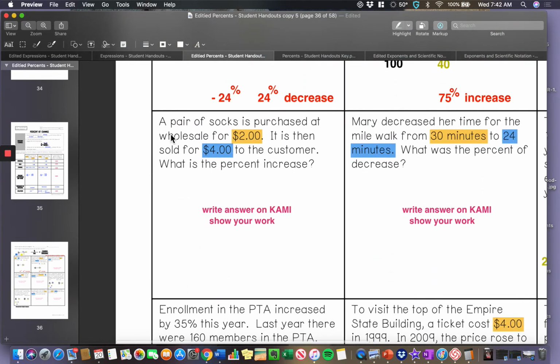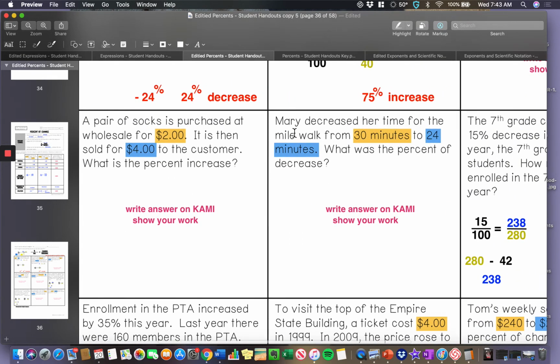All right, on the problem over here, it says a pair of socks is purchased at wholesale for $2. It is then sold for $4 to the customer. What is the percent increase? On the next problem, it says Mary decreased her time for the mile walk from 30 minutes to 24 minutes. What was the percent decrease?